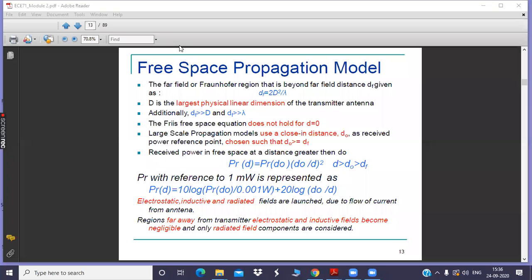Yes, sir. So now you got this equation after dividing those two equations, the received power at D0 as well as the received power at D. After dividing the two equations and rearranging, you got this equation: the received power at distance D is equal to the received power at D0 multiplied by D0 by D the whole square.